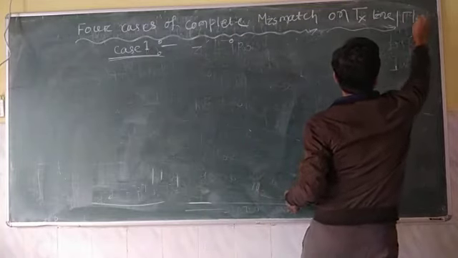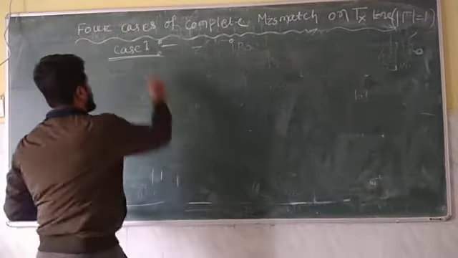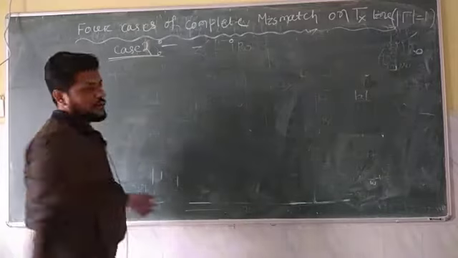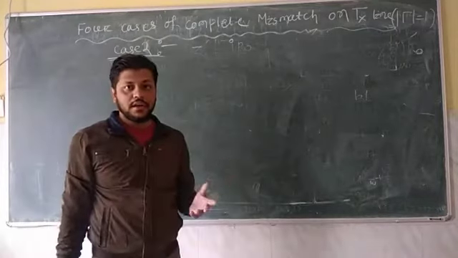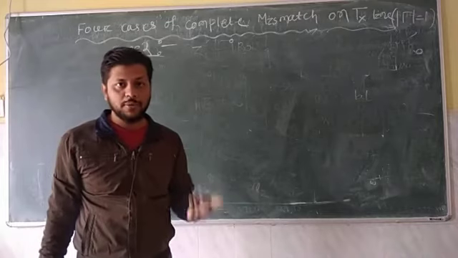Gamma magnitude is equal to 1. In all the cases, gamma magnitude is equal to 1. So then we have case 2. So there are 4 cases. I have already told you there are 4 cases where complete mismatch occurs. The first case we have already discussed.